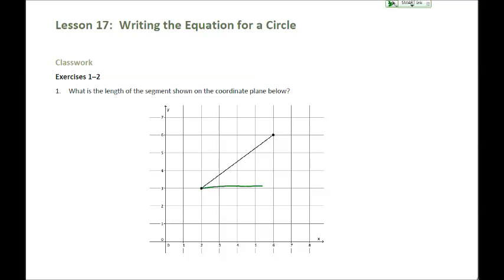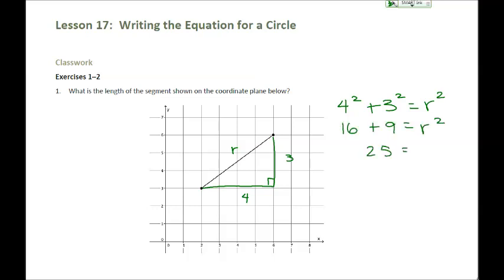And again, just like before, we'll use the Pythagorean theorem. So I'll draw in a horizontal length and a vertical length to make this a right triangle so I can use the Pythagorean theorem. This length is 3, and this length is 4, and I want to know the length of the hypotenuse, which for right now I will call r, because eventually this will become the radius of our circle, but that's later on in this lesson. I can use the Pythagorean theorem and show that 4 squared plus 3 squared is equal to r squared. Now I can solve for r. And in this case, the length of this segment is 5.